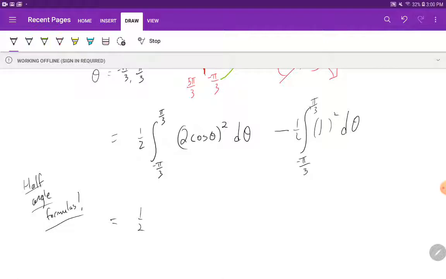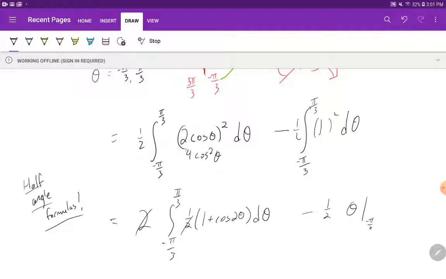All right, so we get 1/2. No, a 2 comes out, right? So I'm going to get 2 integral from negative pi over 3 to pi over 3. This becomes 4 cos squared. The cos squared becomes 1/2 times 1 plus cos 2 theta d theta, which is nice because these are going to cancel out. And then this becomes minus 1/2 theta from negative pi over 3 to pi over 3.